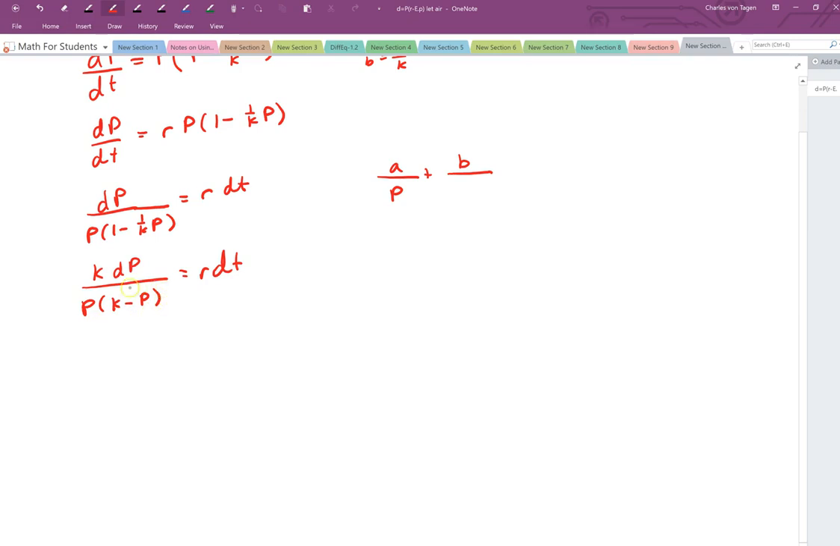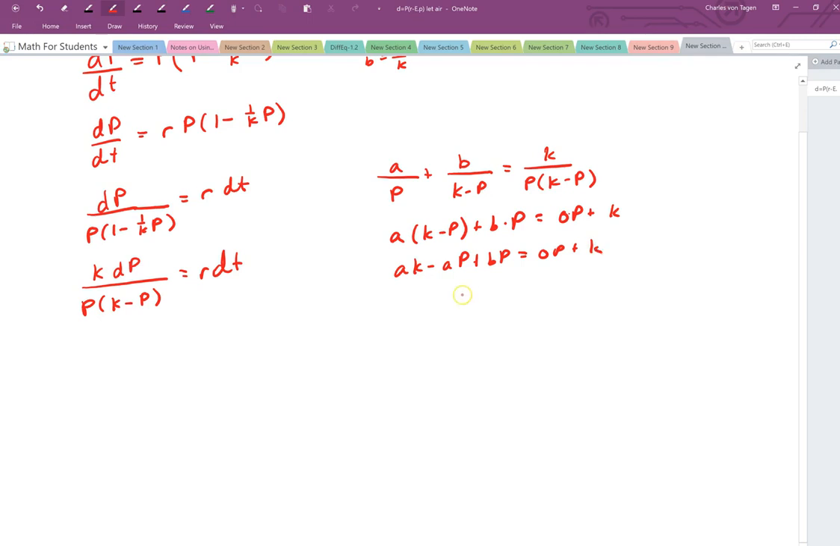Now back to the partial fraction decomposition, we would have a over p, that's the first factor here, plus b over k minus p, that's the second factor, and this needs to equal k over p times k minus p. If I multiply by the common denominator, we get a times k minus p plus b times p needs to equal 0p plus k. It's a 0 there. So this gives us that ak minus ap plus bp needs to equal 0p plus k.